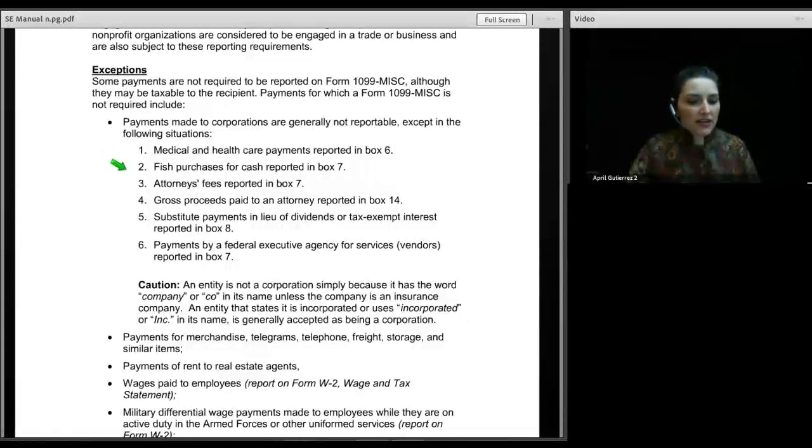Fish purchases for cash reported in Box 7. Attorney fees reported in Box 7. Gross proceeds paid to an attorney reported in Box 14. Substitute payments in lieu of dividends or tax-exempt interest in Box 8, and payments by a federal executive agency for services or vendors reported in Box 7. So in general, if you are making payments to a corporation, even if you paid that corporation more than $600 during the year, you don't need to 1099the corporation. However, if the corporation is an attorney or involved in fishing, you still need to 1099 them.